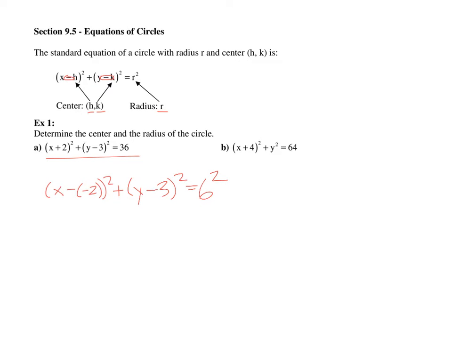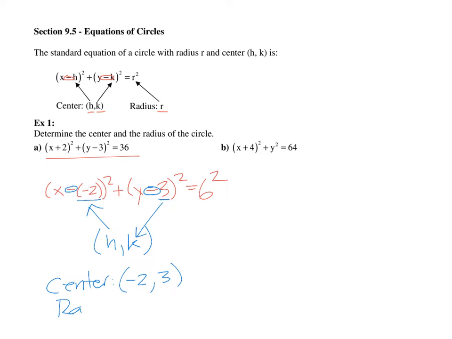Okay, so here I have the minus. This value here is my h. And here I have my minus. This value here is my k. So the center is (−2, 3) and the radius is 6. Done.